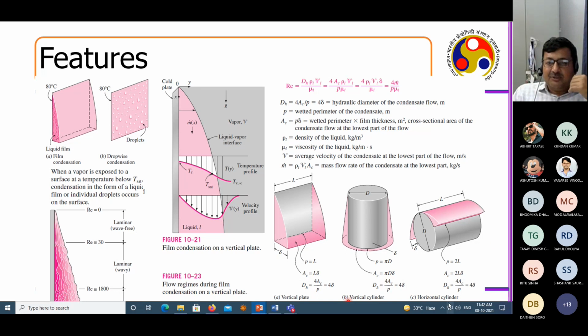So you may see that different types of geometries will have a hydraulic diameter in terms of the thickness of the film which is condensing. If you put that back here, you will get the Reynolds number to be 4 m dot divided by P into mu l, where m dot is the mass flow rate and P is the wetted perimeter. So it's a simplified form. You have now taken into account the film-wise condensation in the Reynolds number.